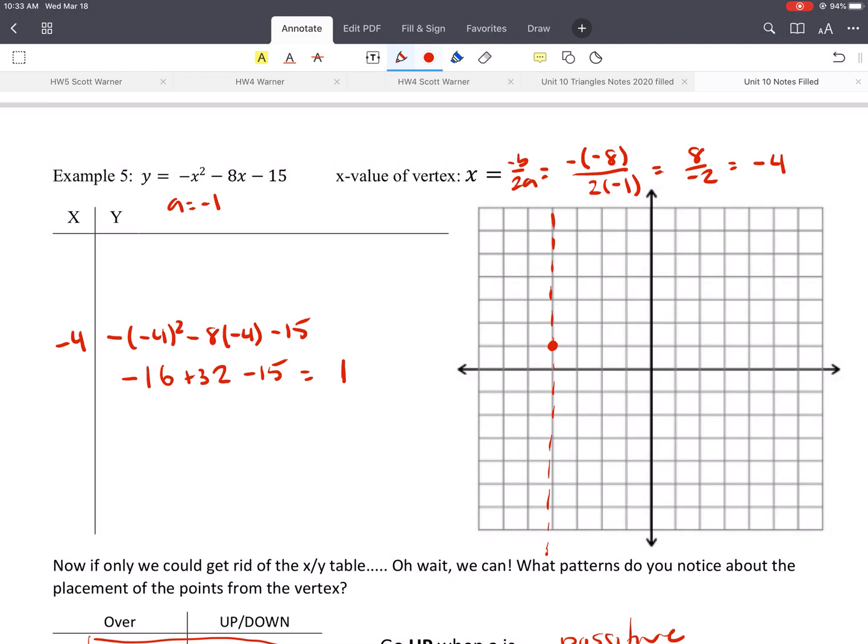Okay, and then we just need to use our growth pattern. So 1a, 3a, 5a. Okay, so 1 times a, well, a is negative 1, so that gives you negative 1. 3 times a negative 1 gives you negative 3. And 5 times a negative 1 gives you negative 5. So we'll go over 1, down 1, okay, because it's a negative. Then we'll go over 1, down 3, over 1, down 5.